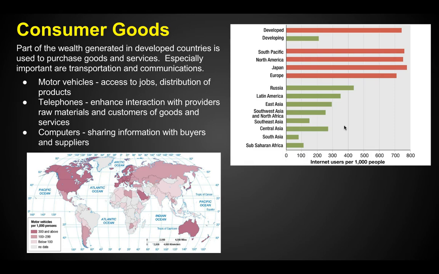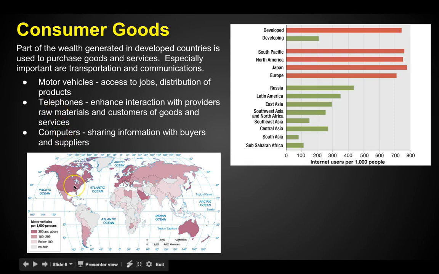So as far as consumer goods, some of the things that are most important are transportation and communications. We look at motor vehicles. Motor vehicles give us access to jobs and they allow us to distribute our products efficiently and independently. Telephones enhance interaction with providers of raw materials and customers of goods and services. If we don't have access to telephones, it makes it really difficult to do business. And computers, of course, that's how we communicate and share information with buyers and suppliers. So much so these days, even more than telephones.